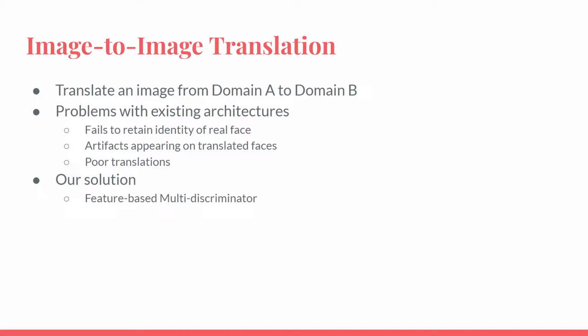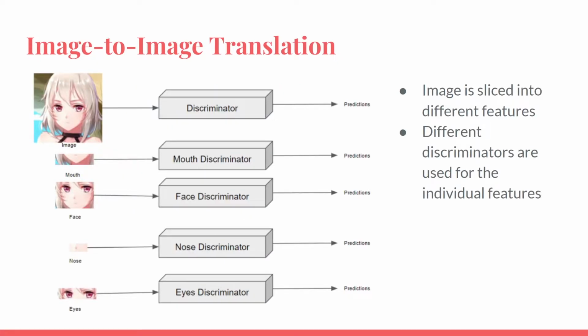To combat all these problems, we propose the use of our architecture, a feature-based multi-discriminators. In our architecture, instead of using a single discriminator to directly perform prediction on the whole face, we slice the face into different facial features. The facial features are the mouth, the face, the nose and the eyes. Both generated and ground truth images will be sliced during training into these individual features, and the corresponding discriminator will perform its prediction.